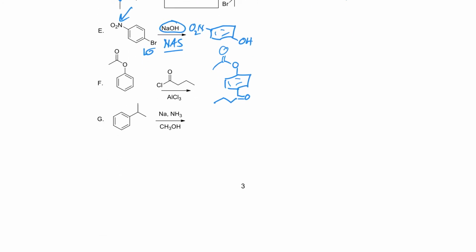And last, we have G, sodium, ammonia, and methanol. This is the Birch reaction. This is an electron donating group, so we want to make sure that we don't reduce that carbon, because that would involve an anion forming there, which is less stable when it's next to an electron donating group. So that would be the reduced product for the Birch reduction.